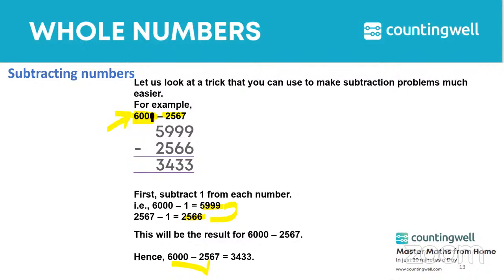Otherwise, you have to do 0 minus 7, so you need to borrow numbers from the next digit. If we do subtraction like minus 1 from each of these numbers, then we'll get 9 minus 6, which is 3. 9 minus 6 is 3. 9 minus 5 is 4. So the subtraction of the digits gets easier in this case.